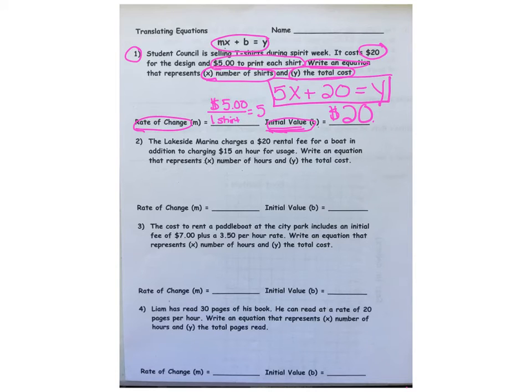Let's take a look at another story problem, problem number 3. The cost to rent a paddle boat at the city park includes an initial fee of $7. Now that's a one-time fee, plus $3.50 per every hour. That's our rate, or our rate of change. Write an equation that represents X, the number of hours, and Y, the total cost.